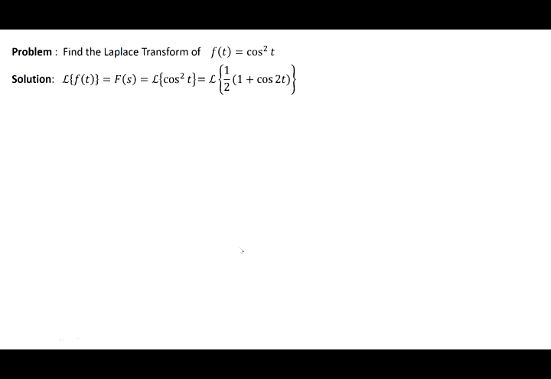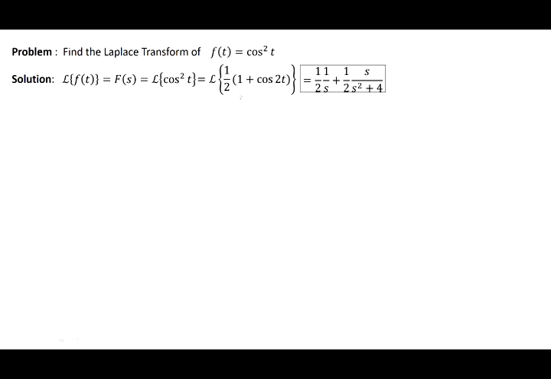Okay, so Laplace of 1/2 of 1 plus cosine 2t. Now, once you recognize that, piece of cake. There's nothing to it. Laplace of 1/2 is just a constant, so 1/2 times Laplace of 1, which is 1 over s, so 1/2 times 1 over s. Laplace of cosine kt is s over s square plus k square. So we already have that 1/2, so that's what I have here.